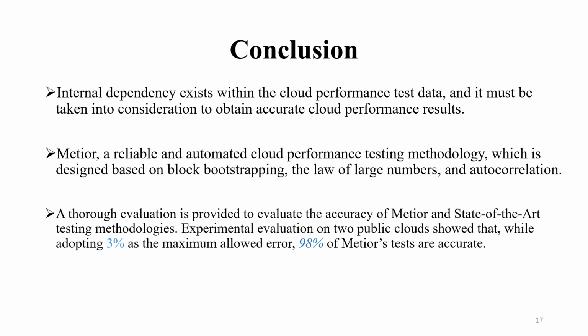In conclusion, we find that internal dependency exists within cloud performance test data, and it must be taken into consideration to obtain accurate cloud performance results. Based on our observations, we designed Mateer, a reliable automated cloud performance testing methodology based on block bootstrapping, law of large numbers, and autocorrelation. We also performed a thorough evaluation of the accuracy of Mateer and state-of-the-art testing methodologies. Experimental evaluation on two public clouds showed that while adopting 3% as the maximum allowed error, 98% of Mateer's tests are accurate.